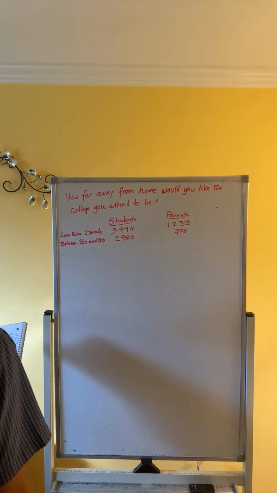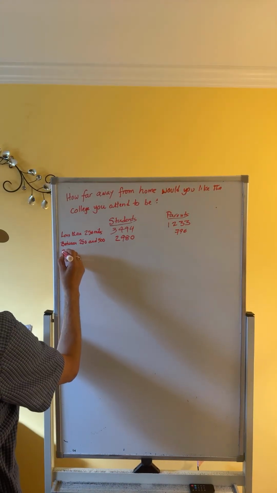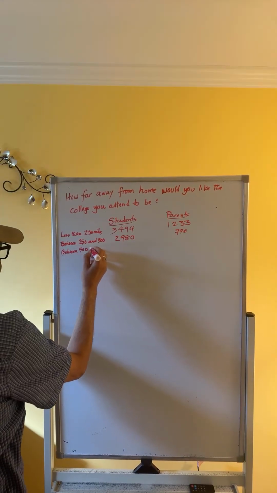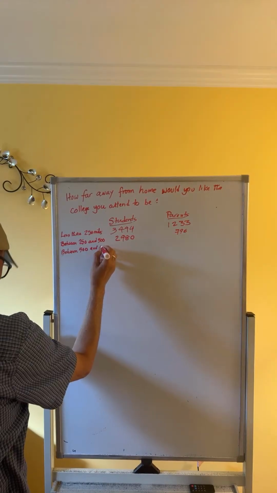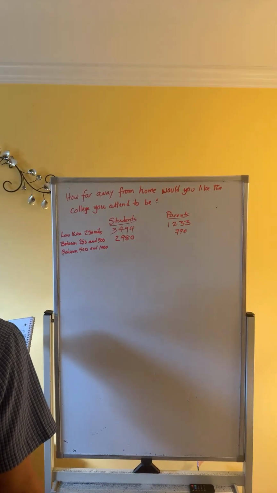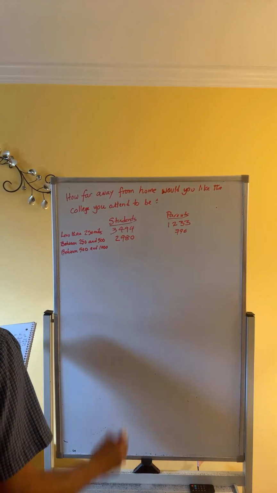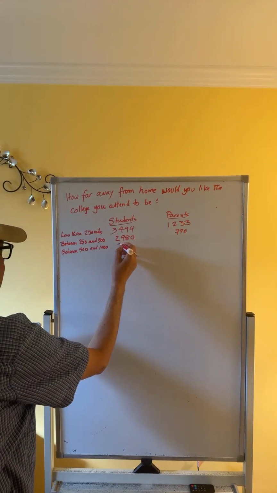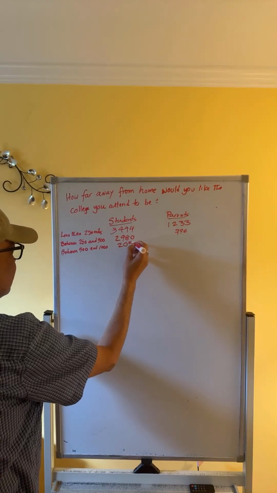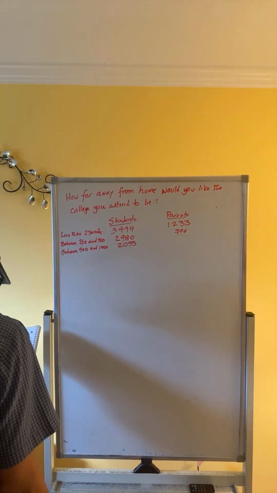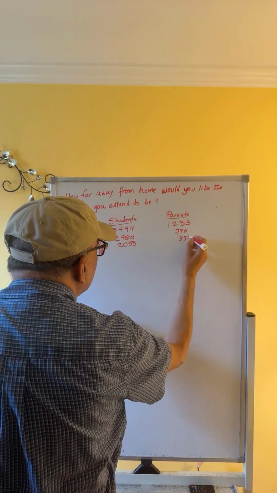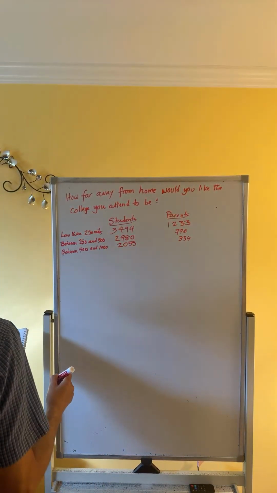Next category is between 500 and 1,000. The number of students who responded yes to that category is 2,055. For parents, it was only 334 parents who responded yes to that category.